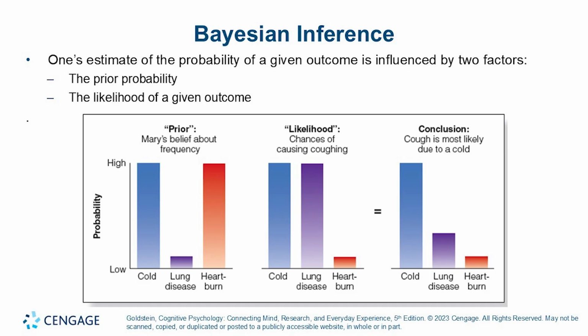So then you're able to combine these two pieces of information, the fact that the cough could be caused by either a cold or lung disease, with the information that colds are much more common than lung disease, in order to give you the answer that the reason the person you encountered is coughing is more likely to be a cold than lung disease, and very unlikely to be caused by something like heartburn, which you know to be very unrelated to coughing.